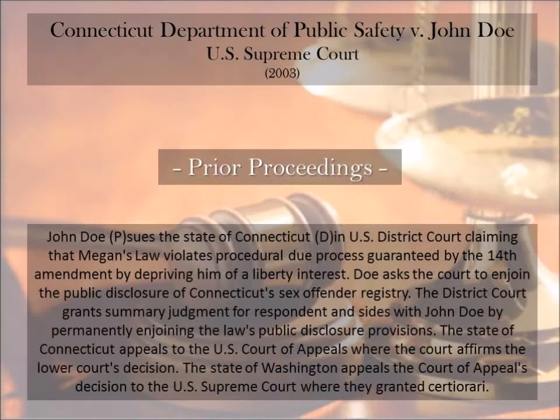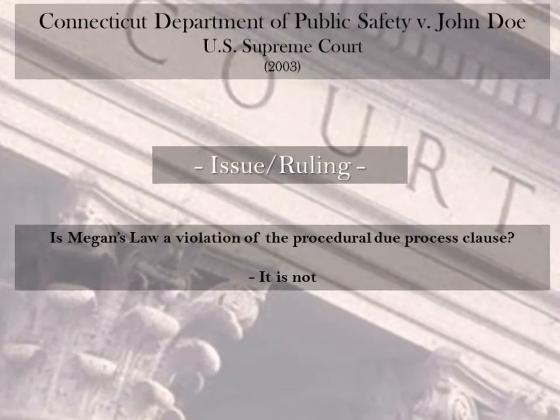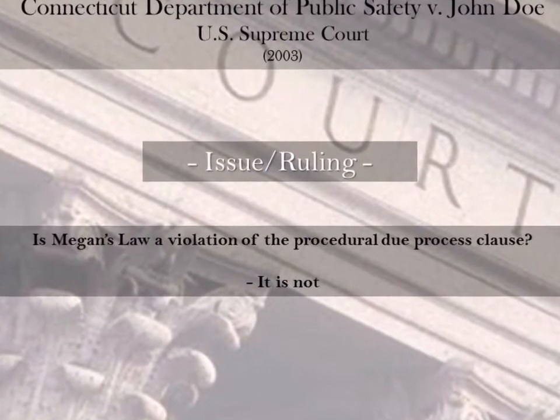Prior proceedings are what has happened procedurally in a case up until this point. In this case, it would be all prior court proceedings up until the Supreme Court. The issue is a one-sentence question that is being placed before the court, while the ruling is the court's decision.